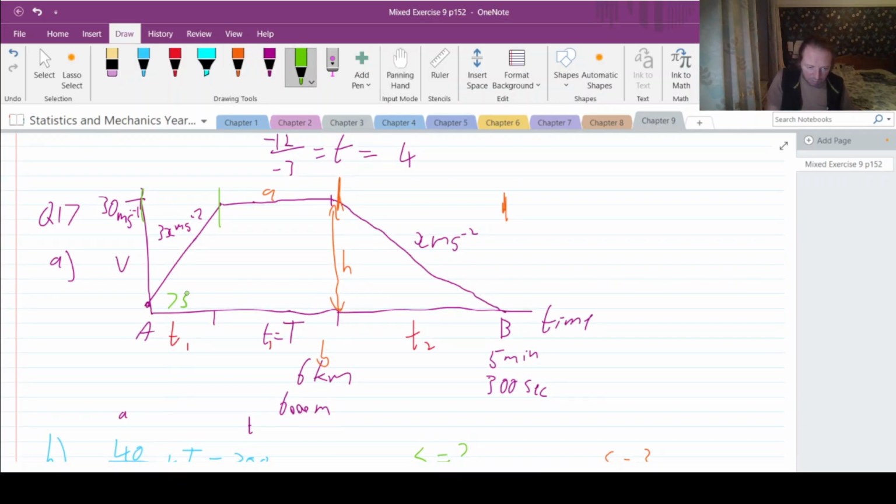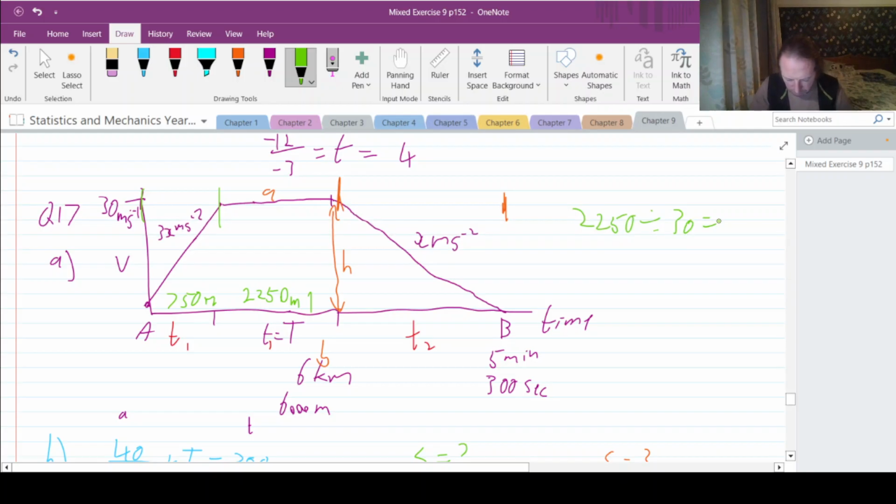We've got 750 meters up until this point, which means we are now looking for 3,000 take away the 750, which is 2,250. That will be 2,250 divided by 30, which will be 75 seconds. So this bit here is 75 seconds in between here and here.